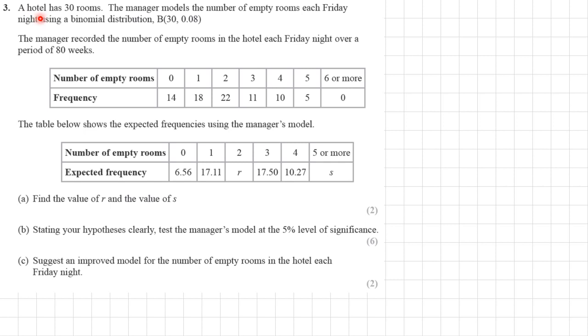Question 3. A hotel has 30 rooms. The manager models the number of empty rooms each Friday night using a binomial distribution with n equal to 30 and p equal to 0.08. So that's the probability that a room is going to be empty. The manager recorded the number of empty rooms in the hotel each Friday night over a period of 80 weeks. And here we can see the number of empty rooms and the frequencies at which they occurred, from no empty rooms all the way up to 6 or more empty rooms. The table below shows the expected frequencies using the manager's model, with number of empty rooms along the top and the expected frequencies along the bottom.